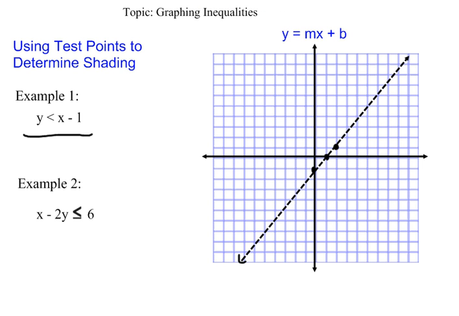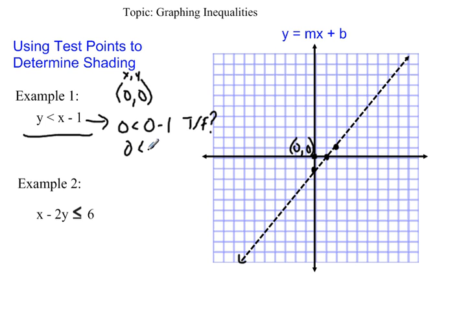Now what I want to do is determine shading using test points. This is sort of way one to do this. Anytime you can use the origin, 0, 0, as a test point to determine shading, that's what you want to use. If I use 0, 0, then this is my x, this is my y. When I rewrite this using these points, I'm going to have 0 is less than 0 minus 1. What I'm looking for, is it true or is it false? So if 0 is less than negative 1, then it's true. It's not. This is false.